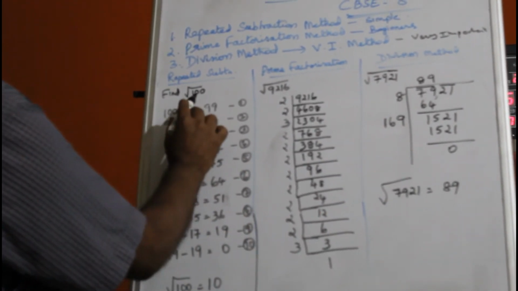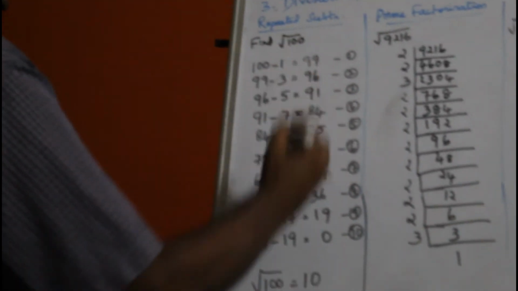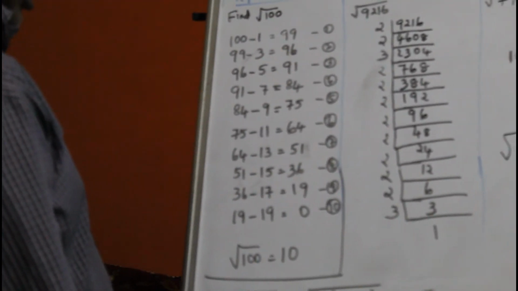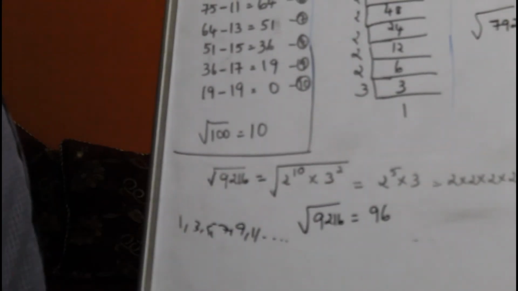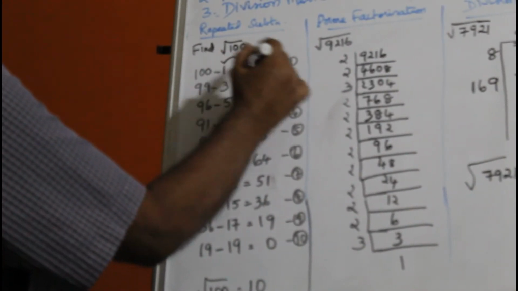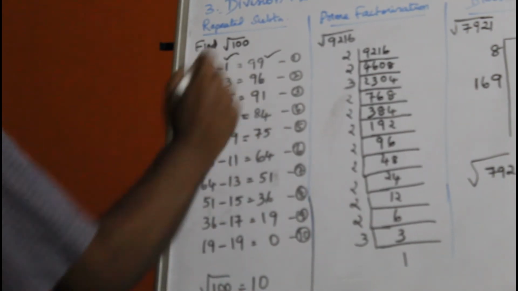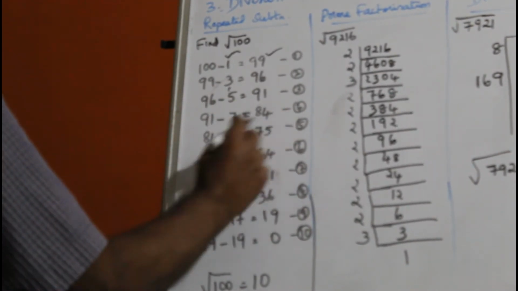So, for example, if you want to find the square root of 100, you take the odd numbers. You know what the odd numbers are? 1, 3, 5, 7, 9, 11, and so on are called odd numbers. You take the 100 and subtract the first odd number 1. When you subtract, you get 99. Next you subtract the second odd number 3. You get 96. Then the third odd number, the fourth odd number, the fifth odd number.